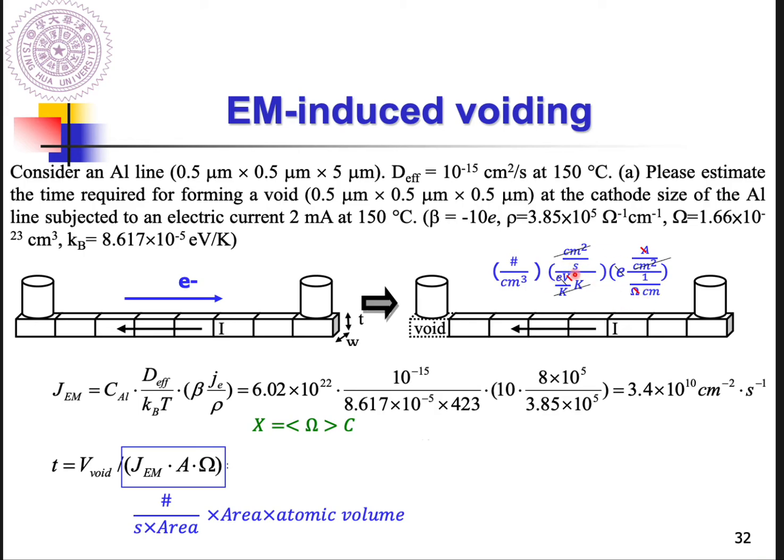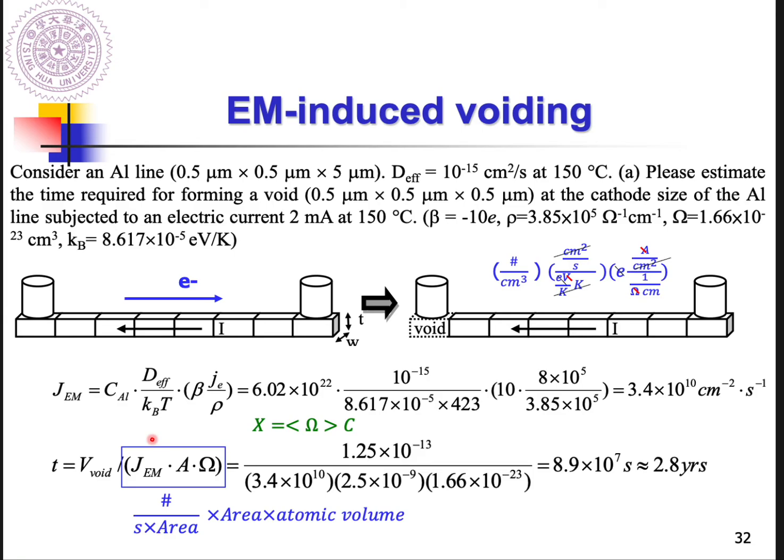So what we have is the flux, the unit should be per cm squared per second. The number of how many alumina atoms pass through this centimeter square area per second, right? So it's perfect. So this is the J EM. Then I just use this term to substitute this term, so I can easily get the time will be like this, around 2.8 years.